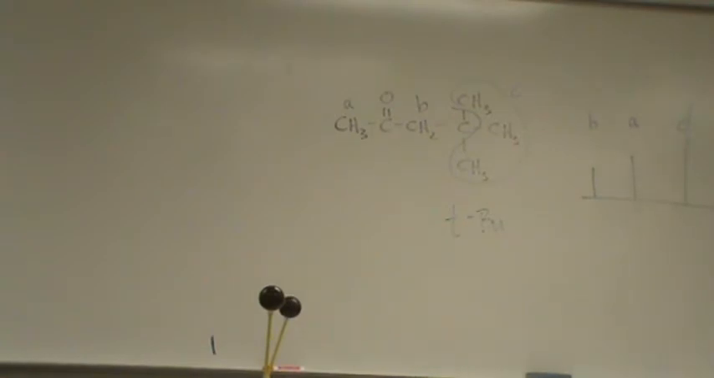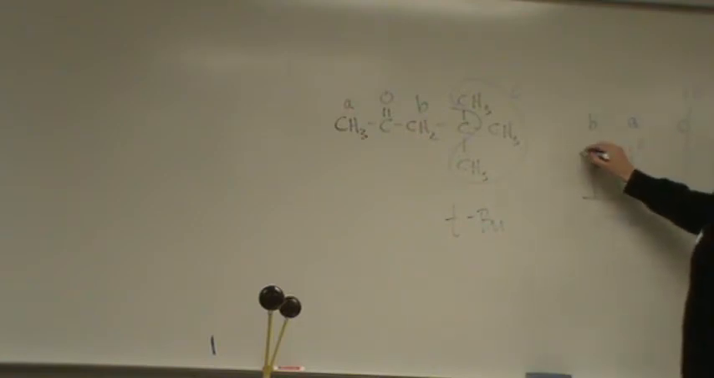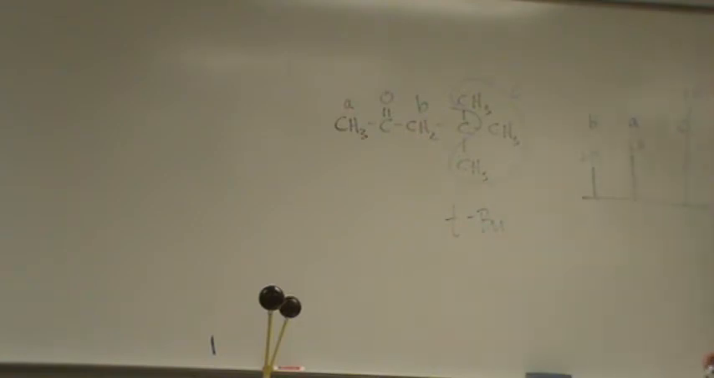Why is C so big? How many is it representing? 9 hydrogens. And A, 3 hydrogens. And B, 2 hydrogens. What were those called? Those hydrogen counts. What do we call them? The integration. The integration.